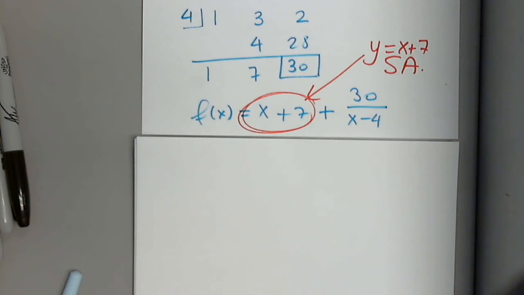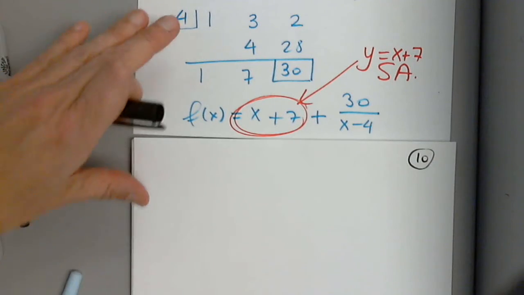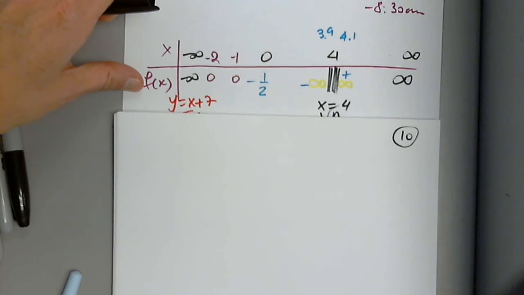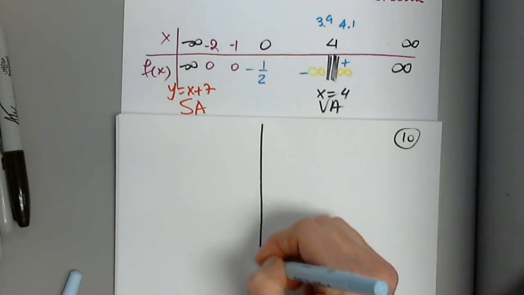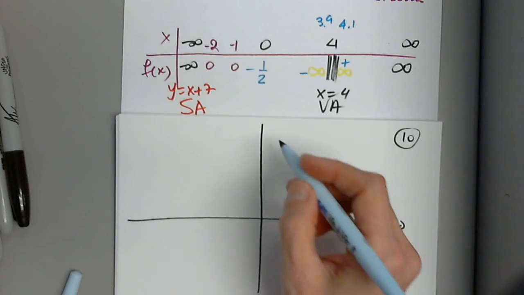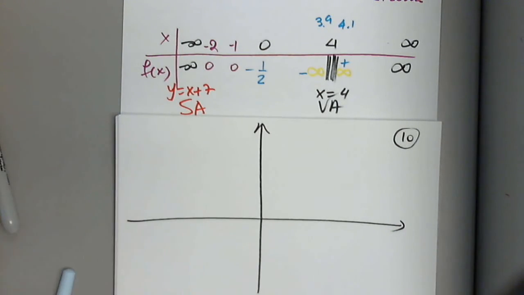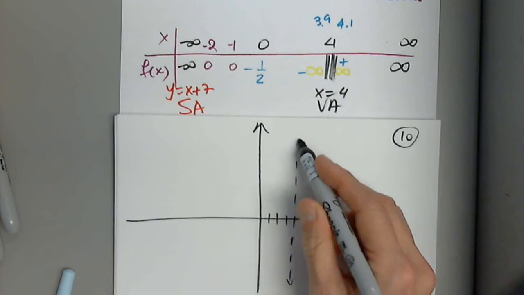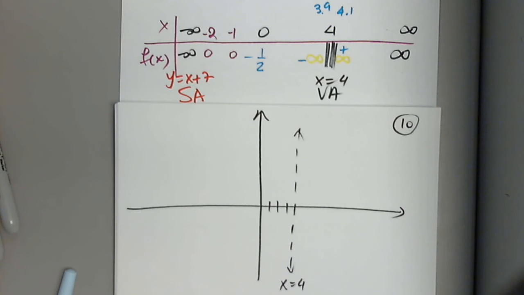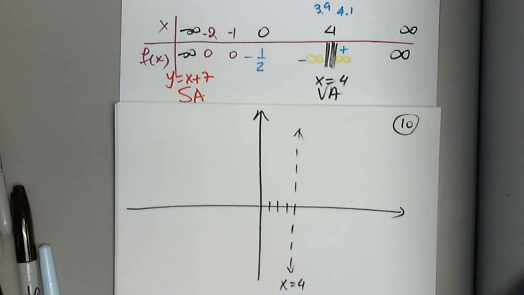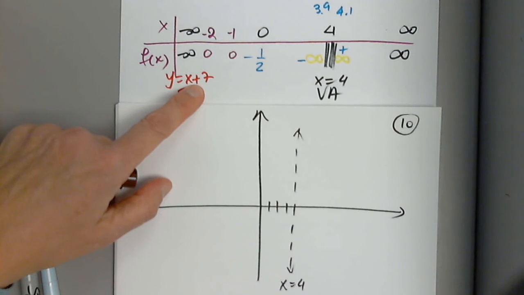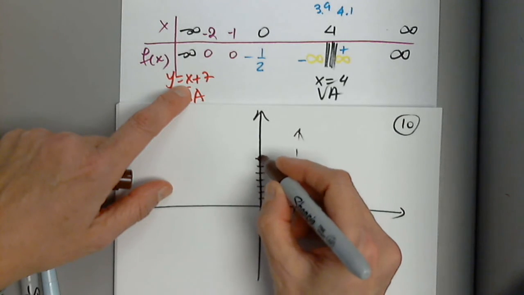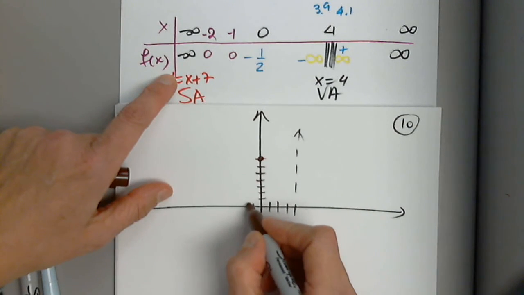Okay, so we finished this one up. So here's what we see. When we graph a function with asymptotes, we have to graph the asymptotes first. So the first one is the vertical asymptote x equals 4. The other one is the slant asymptote, y equals x plus 7. When x is 0, y is 7. 1, 2, 3, 4, 5, 6, 7. When y is 0, x is negative 7.